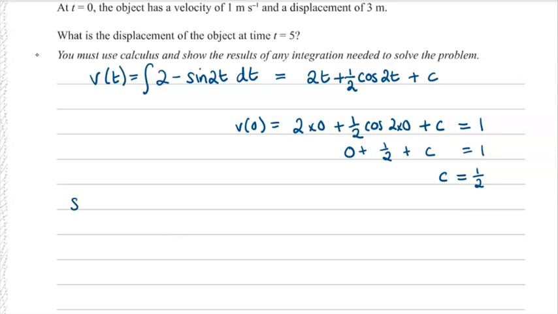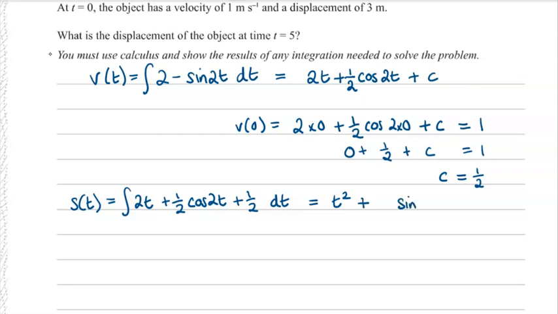Next step is to find the displacement, and we will get that by integrating velocity. So we'll just pop that back in. We integrate 2t, we raise the power by 1, it'll become t squared, that'll get divided by 2, so the 2 cancels. Cos integrates to sine and it remains positive, so that will be sine 2t. We had a half at the beginning, it's now going to be divided by the 2 there, so we will end up with a quarter, and the half integrated will be a half t plus c.